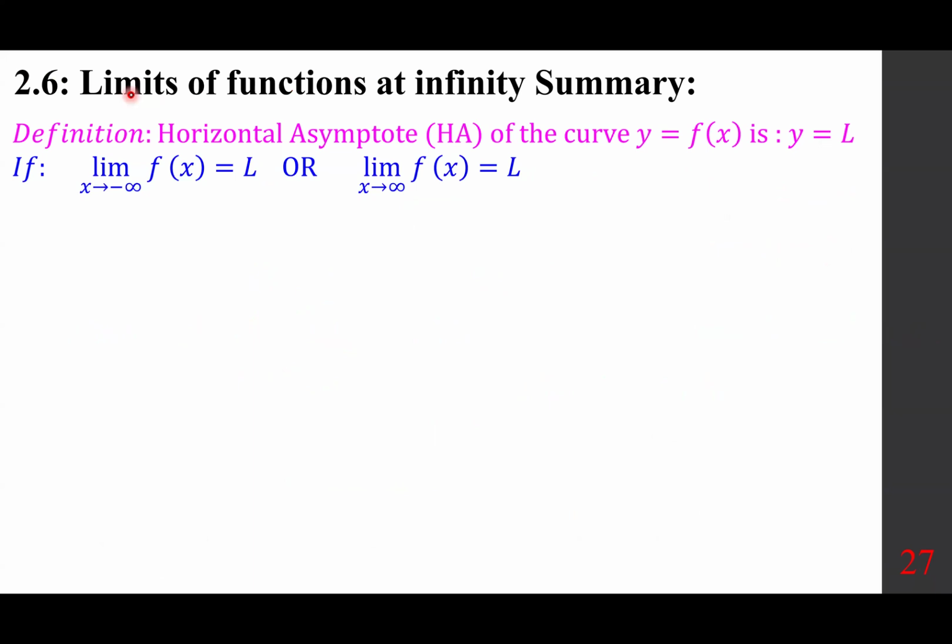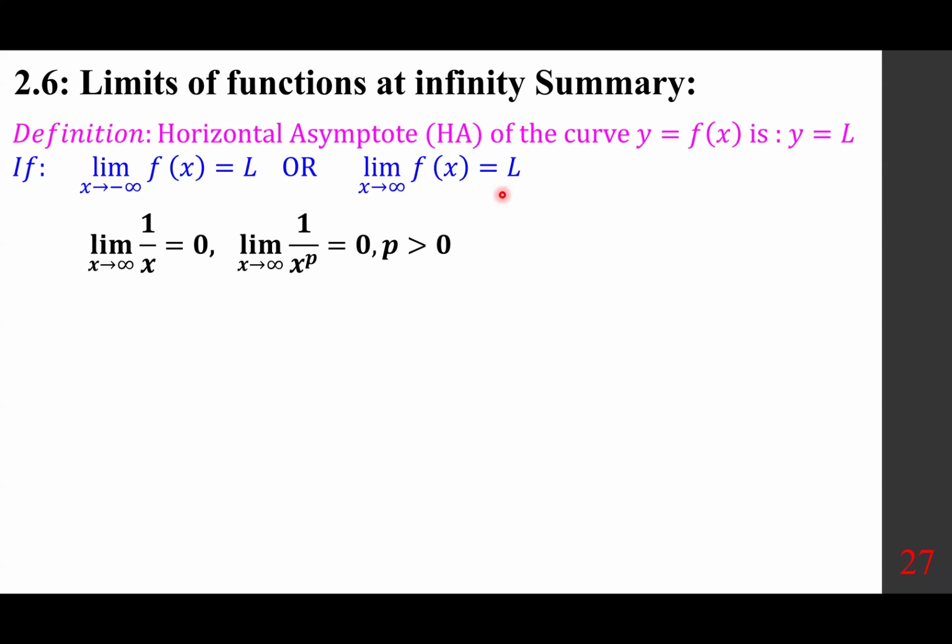Limits of functions at infinity. Here's the summary definition. Horizontal asymptotes, HA, of the curve y equals f of x is y equals L if the limit of f of x as x approaches negative infinity is L, or the limit of f of x as x approaches positive infinity is L.